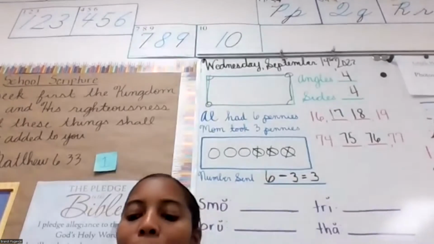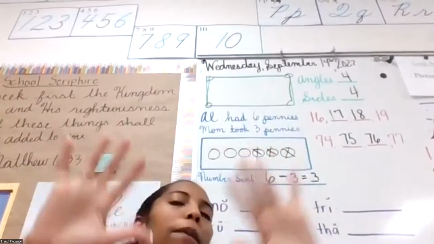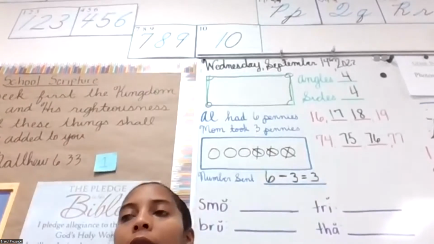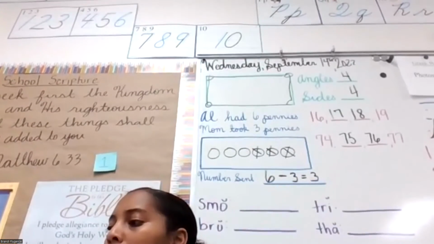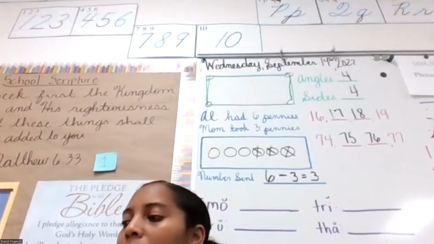8, 4 plus 4 is 8. Then we have our next one, 5. We have 5, then I have 5 more. 5 plus 5 would equal 10, good. So those are our first set of double facts. Remember guys, we did the song yesterday.